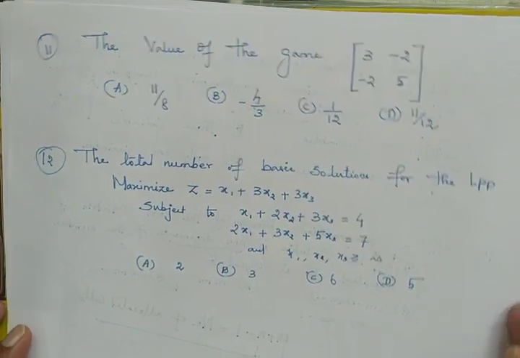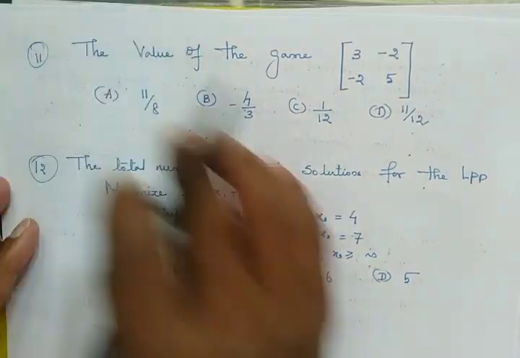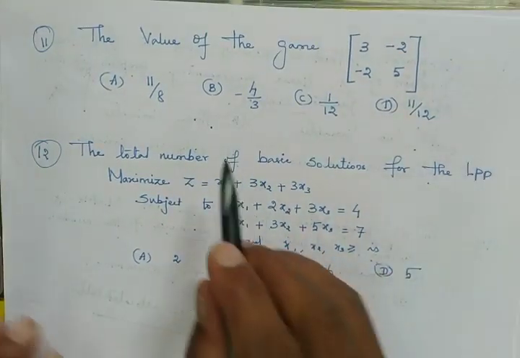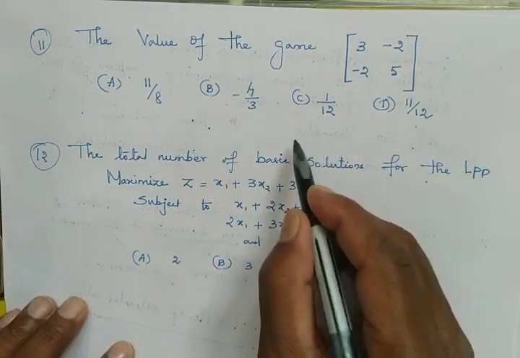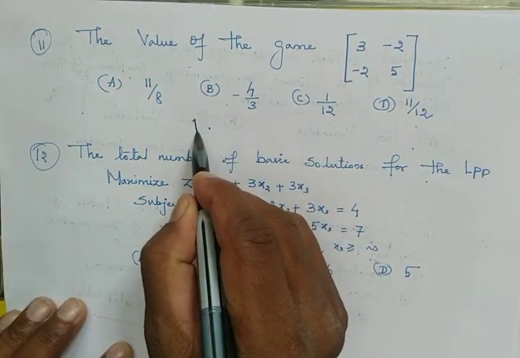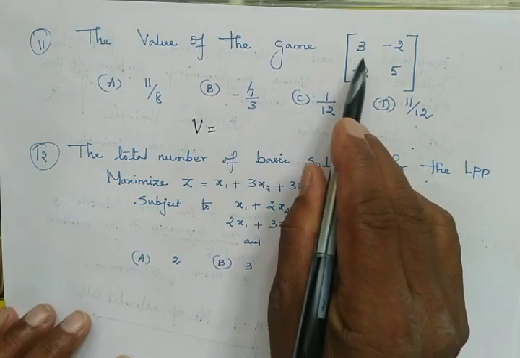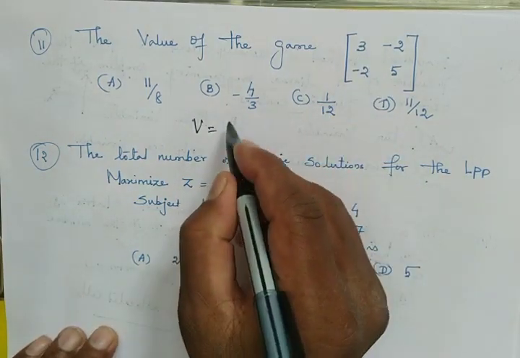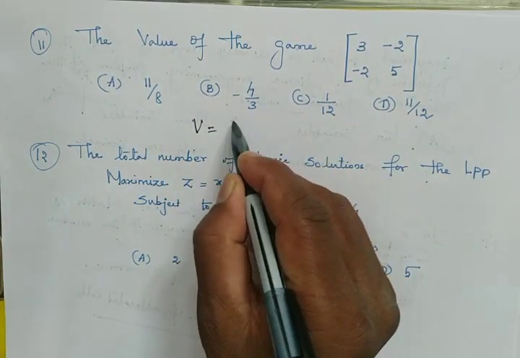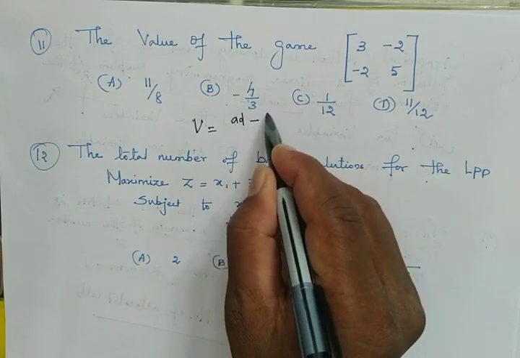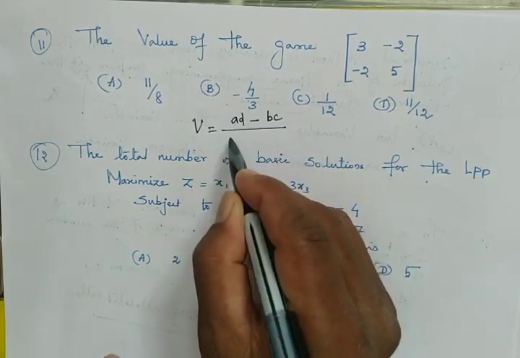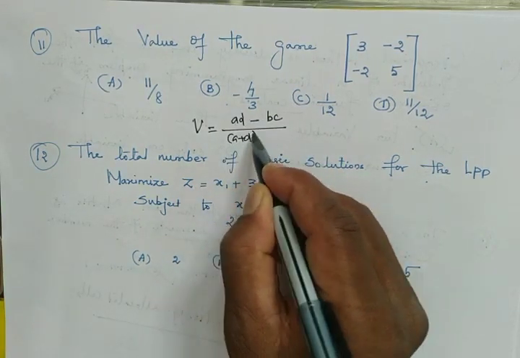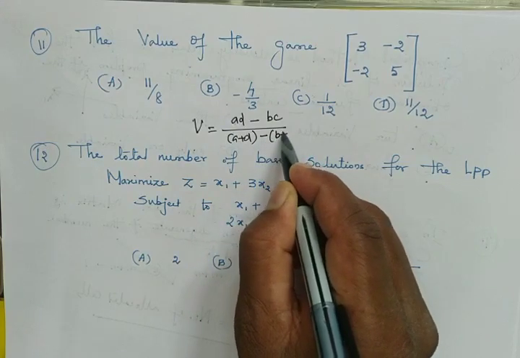Now the next problem is the value of the game. The question comes like this, and it is easy to find. Here you are going to use the formula for the value of the game. We have one formula: V equals the cross multiplication. Here I can generalize the formula, and then I will come to the problem. V equals AD minus BC divided by A plus D minus B plus C.